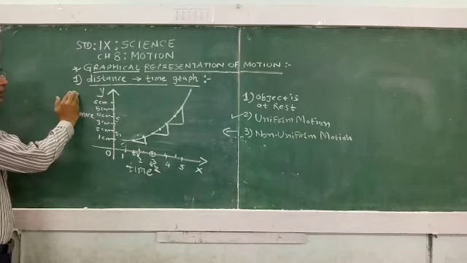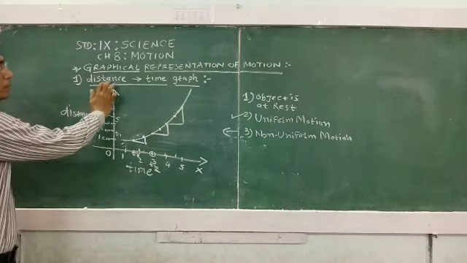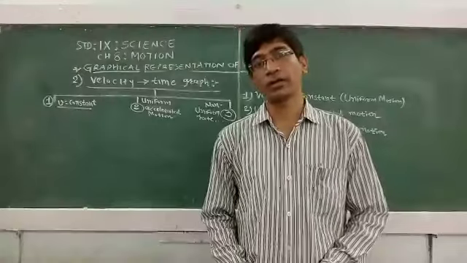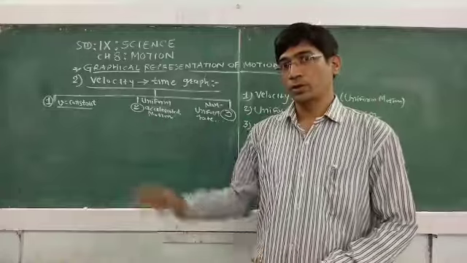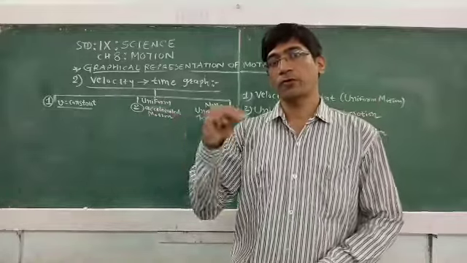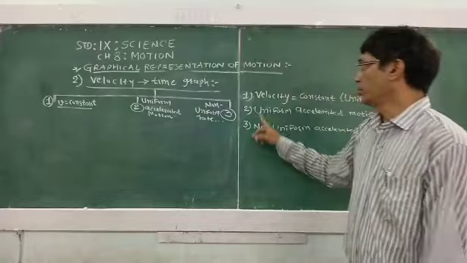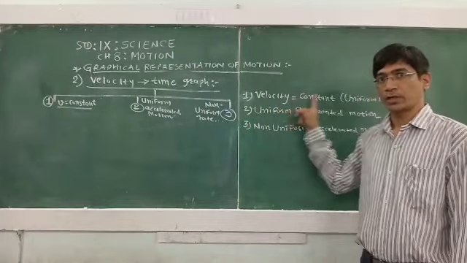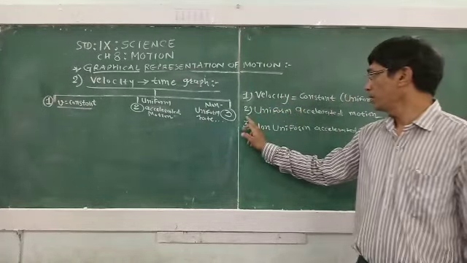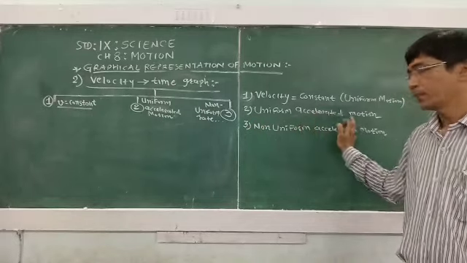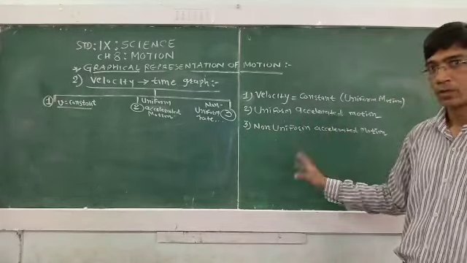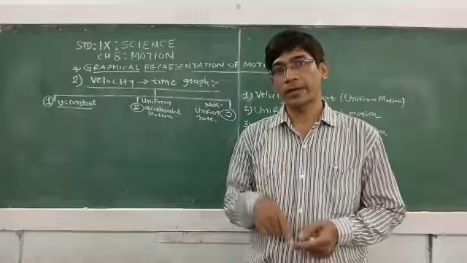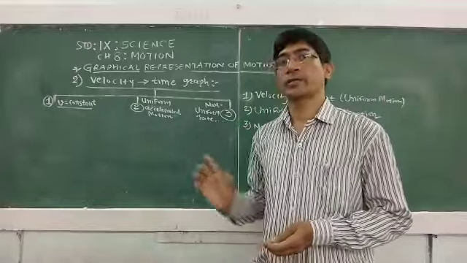Another graph we are taking, that is the speed versus time graph. Another topic we are taking, the velocity versus time graph. In the velocity versus time graph also we are taking three options. One, the velocity is constant, that is the uniform motion. Second, uniform accelerated motion. Third one is the non-uniform accelerated motion. So velocity versus time graph. Here also we are taking the velocity on the y-axis and time on the x-axis.